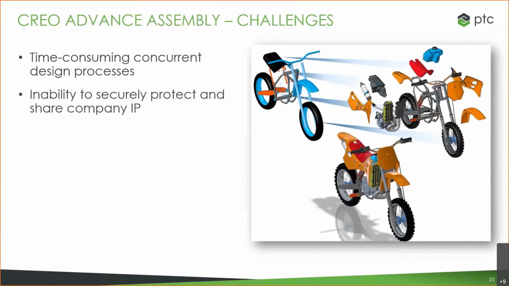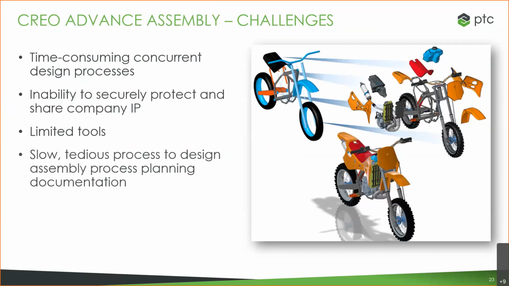It can be difficult to securely protect your company IP if you're sharing this out with other people and you want to get maybe other collaborators that are outside of your company. You want to be able to protect that IP while still allowing them to contribute. And there are really limited tools for being able to do this in most CAD tools in the industry today, which makes it a really slow, tedious process to do this, including that assembly process planning documentation. That's another challenge that we see pop up.